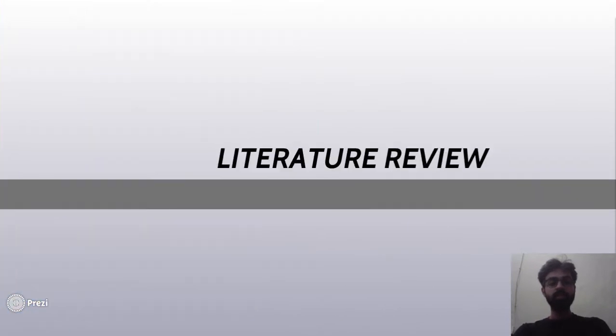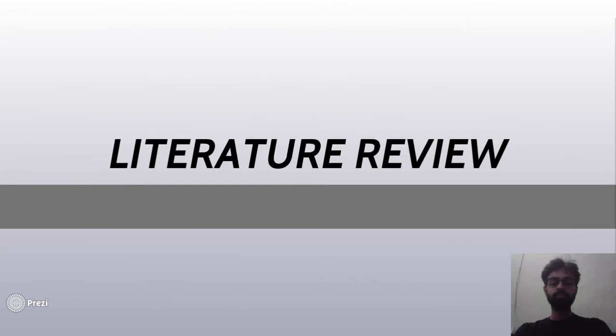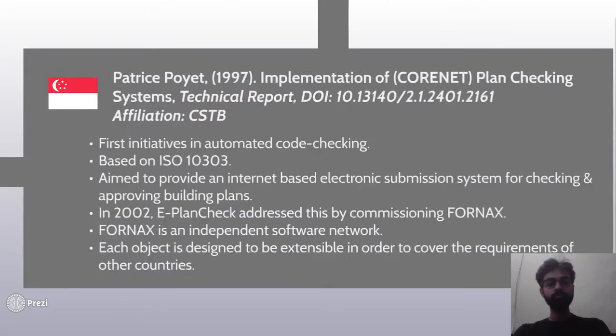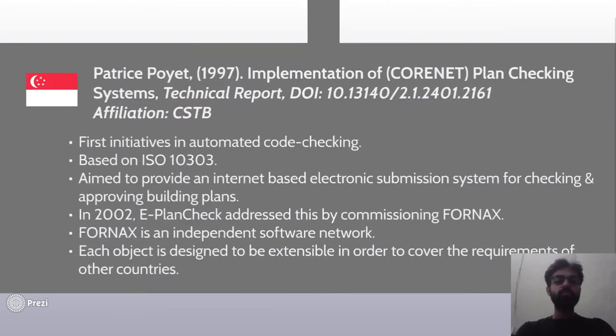So next, let's have a brief literature review about the previous works that have been conducted. Let's start with the very first work, from Singapore. In this paper by Patrice Poirier, dated back to 1997, the implementation of CoreNet, that is the Construction Real Estate Network, where the plan checking system was done. This is a technical report.